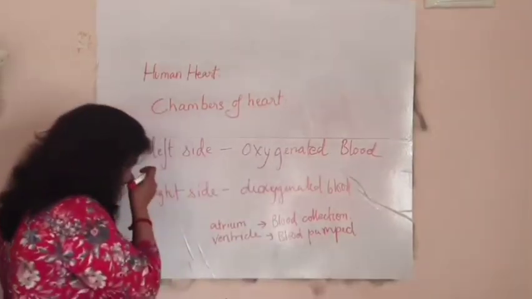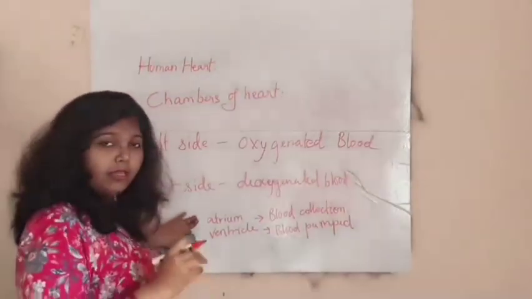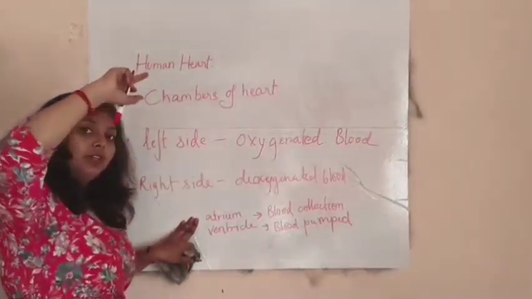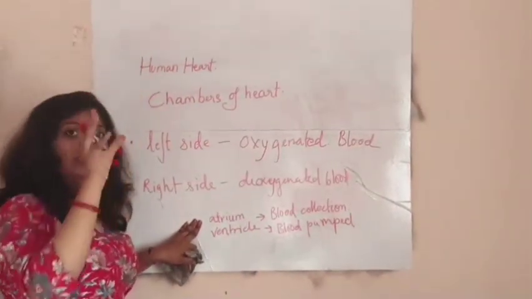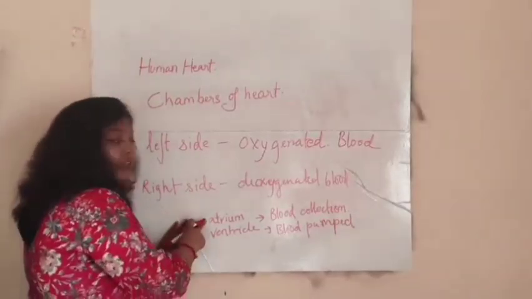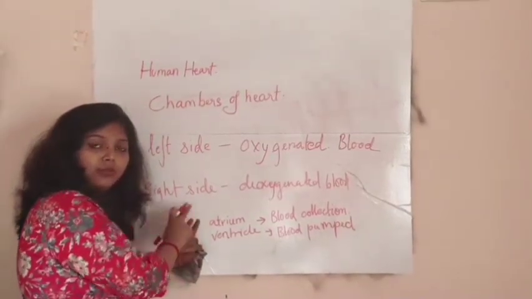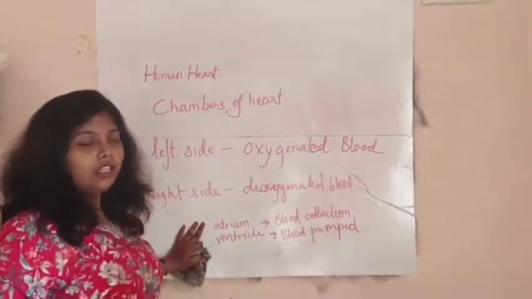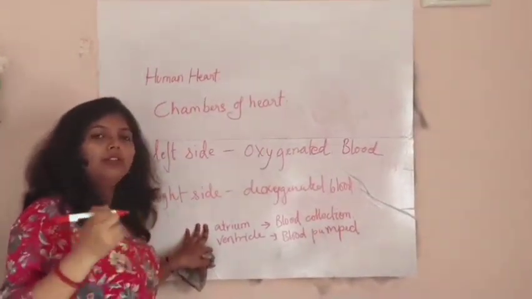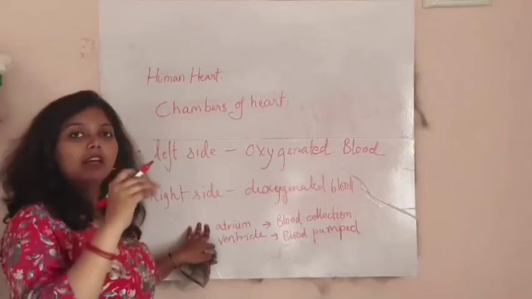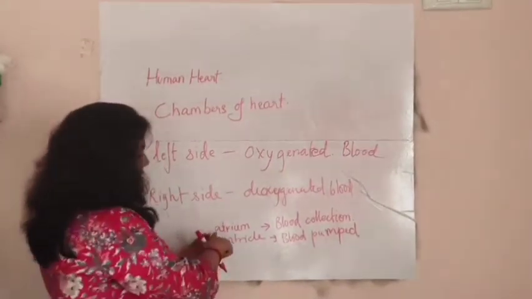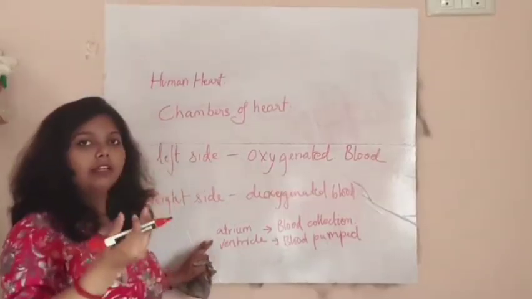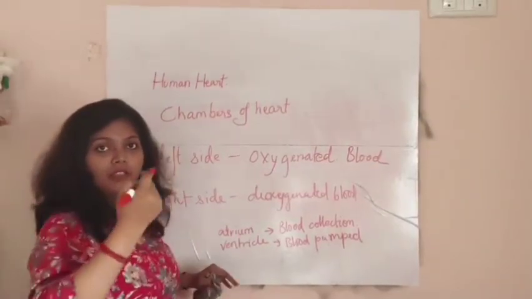Okay, so in the atrium, the oxygenated blood comes to the left atrium through the pulmonary vein from the lungs, and the deoxygenated blood comes to the right atrium from the vena cava. Okay, we are going to discuss more about the blood vessels we have in our heart. The atria, left and right, both collect the blood coming from the lungs and from the body.